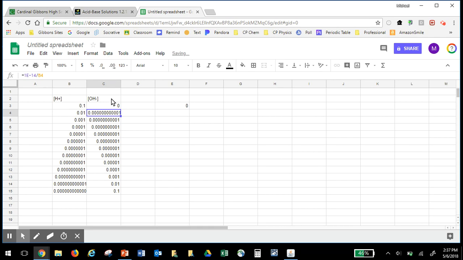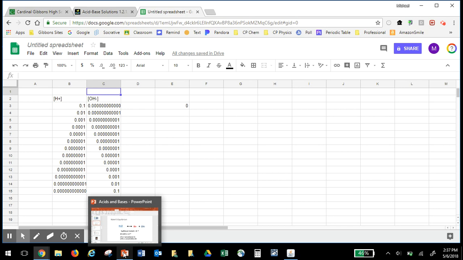And the relationship then means, because they're equal to a constant, that as one gets smaller, the other one gets bigger, right? And that's the beauty of a constant like the equilibrium constant.